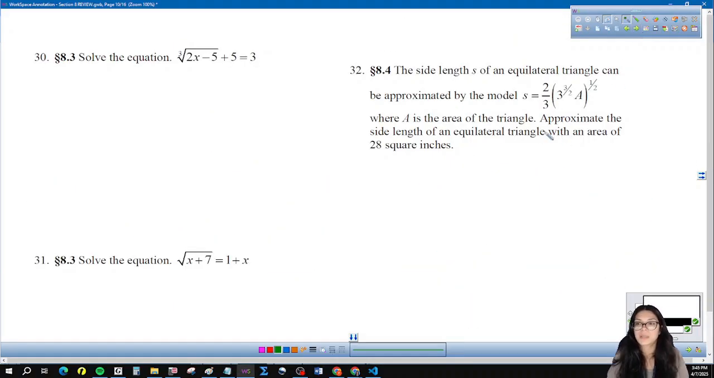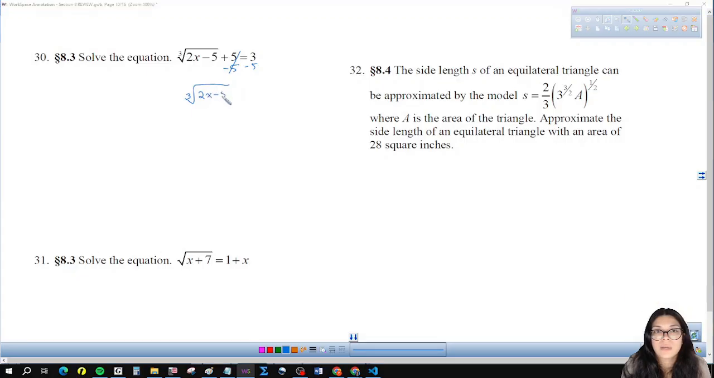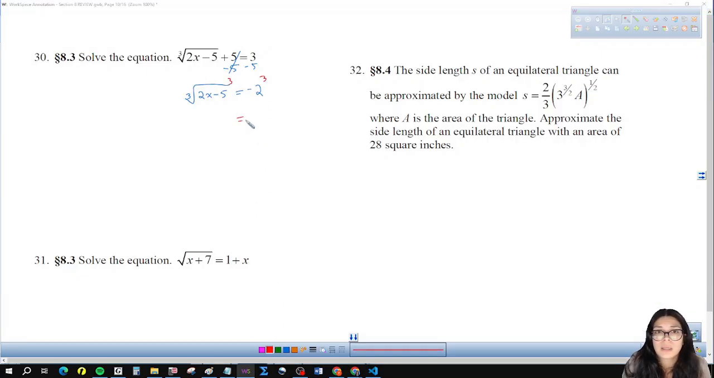All right, moving on to number 30. So we need to solve this equation. We've got to get the radical by itself, so we're going to subtract 5 on both sides. The cube root of 2x minus 5 equals -2. And then this is the cube root, so to get rid of that, I'm going to cube both sides.